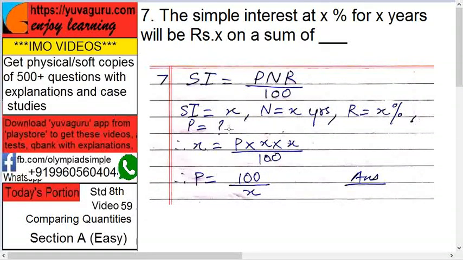Now we require P. So the formula is x equals P into x upon 100, right? We are just inputting these values. So 1x gets cancelled and P remains over here, and 100 goes on this side, x goes on this side, right? Getting it? See here, 1x getting cancelled, 100 on this side and this x on this side. So x goes in the denominator, 100 goes in the numerator. So P equals 100 upon x. That is the required answer.